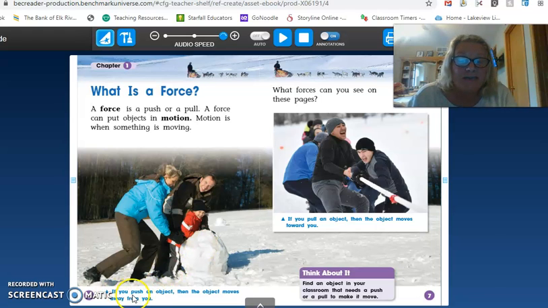The caption says, if you push an object, then the object moves away from you. How about here? This looks like tug-of-war happening here. They're pulling the rope. If you pull an object, then the object moves towards you. Think about it in your house. I want you to find an object after the story that needs a push or a pull to make it move. See if you can find something in your house.